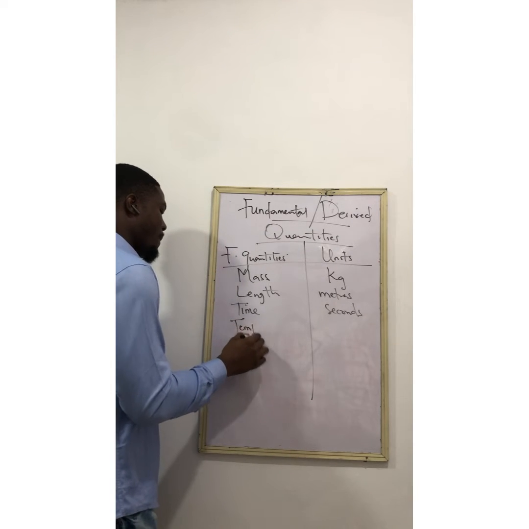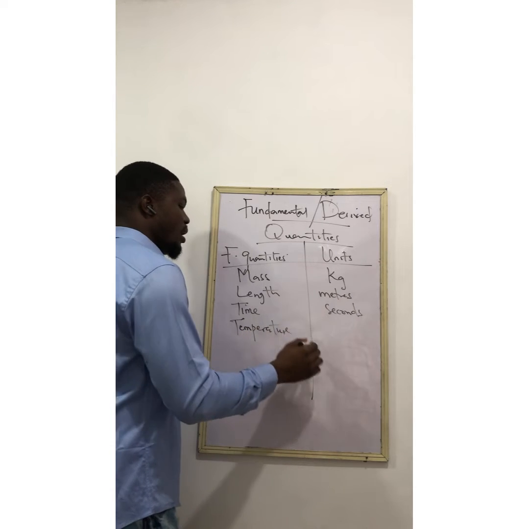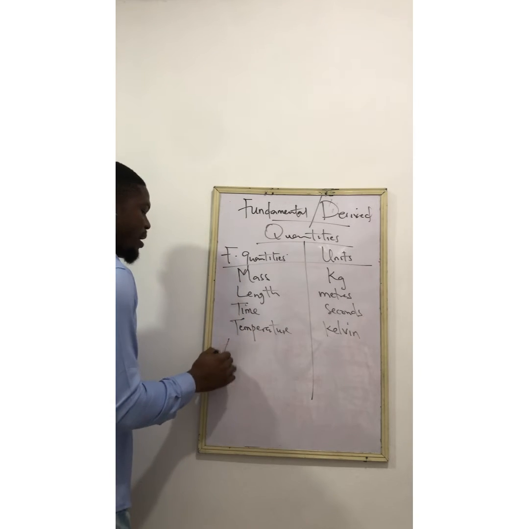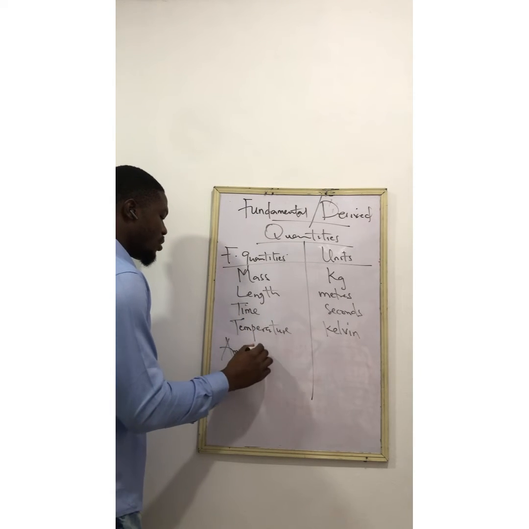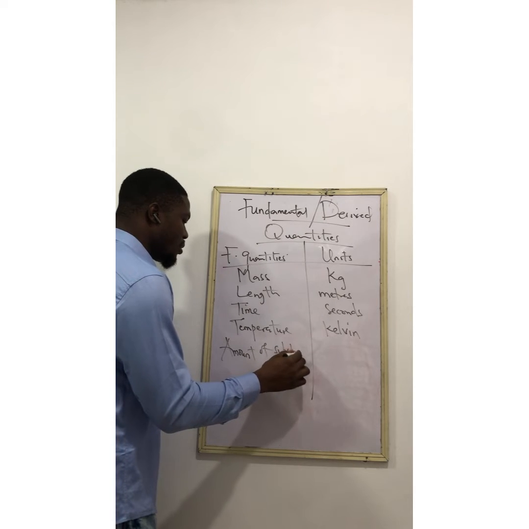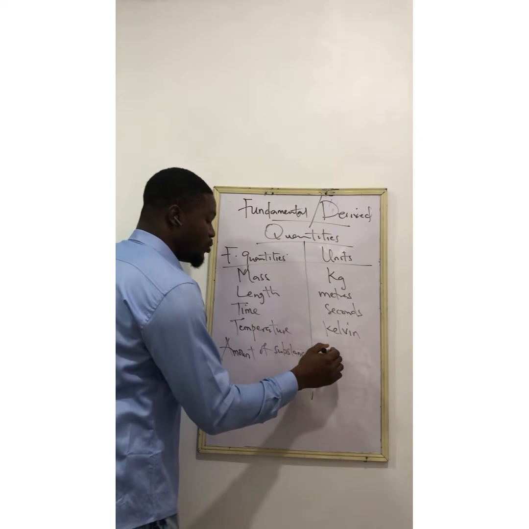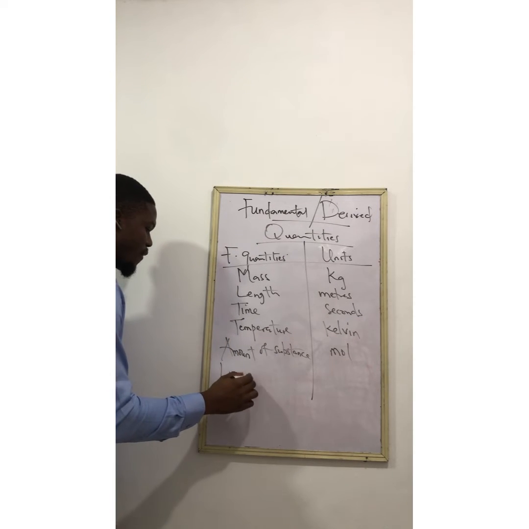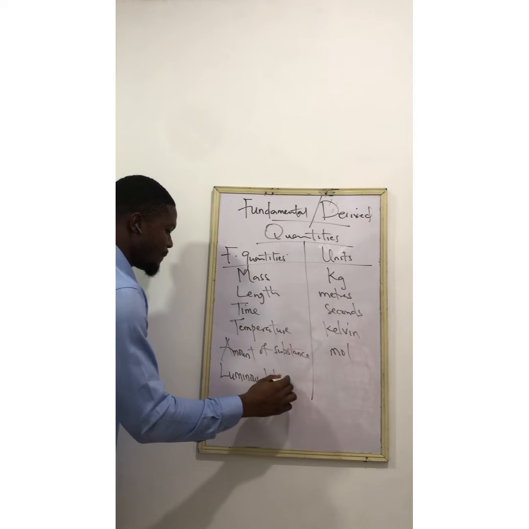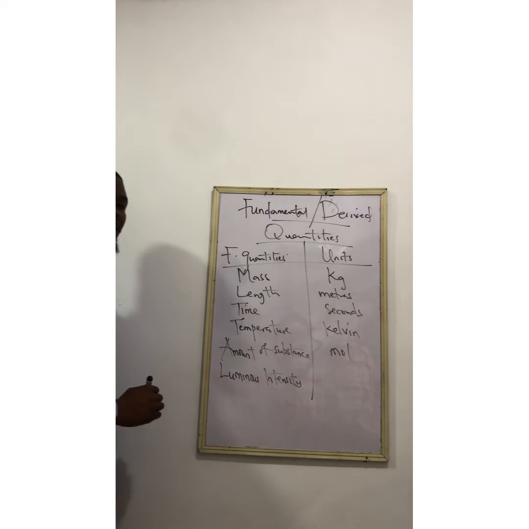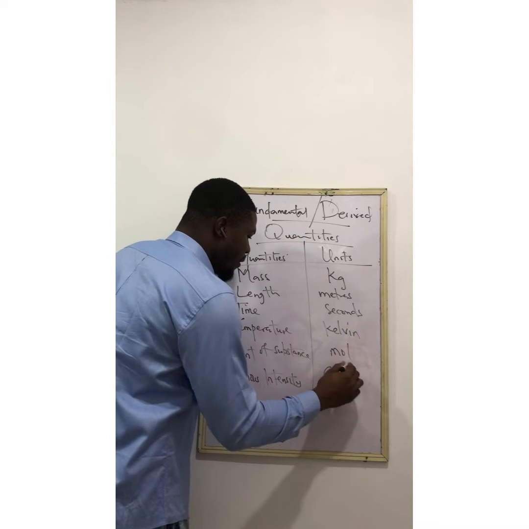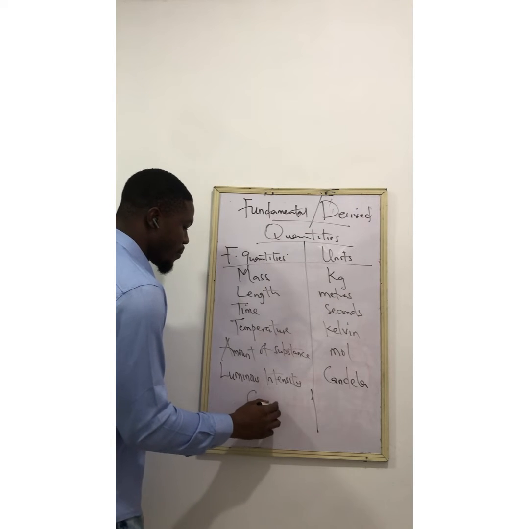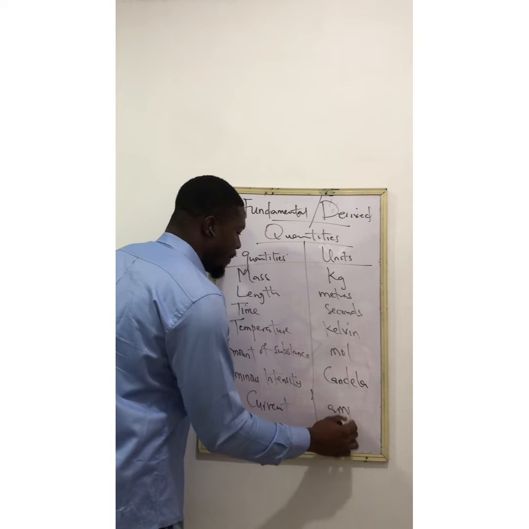Temperature, and the fundamental unit is Kelvin. Amount of substance, and the fundamental unit is mole. The next one is luminous intensity, and the fundamental unit is candela. And the last one is current, and the unit is ampere.